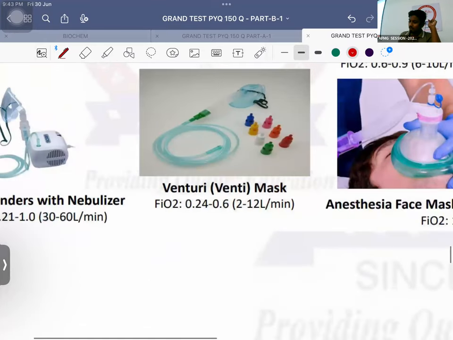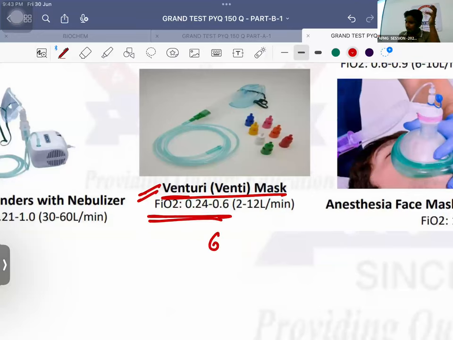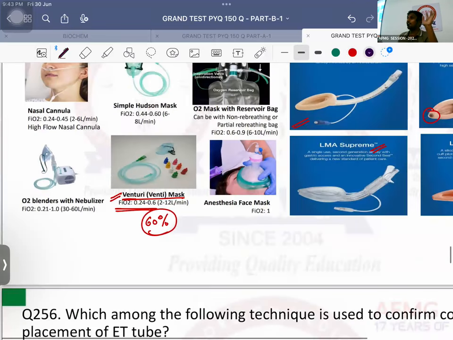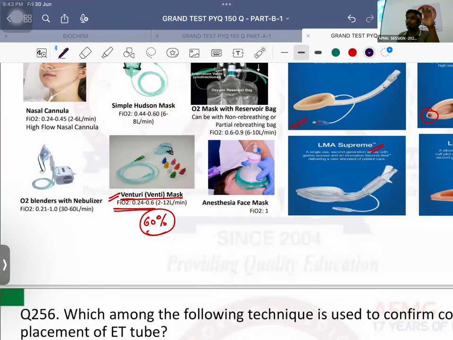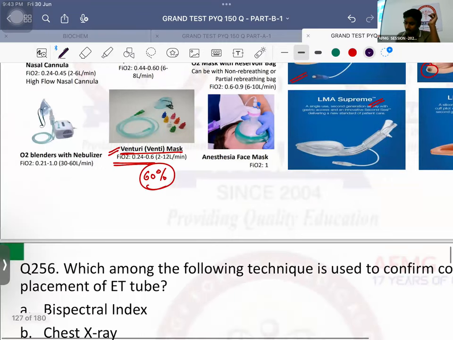What is this? This is a venturi or a venti mask. Based on which principle? Venturi's principle. Maximum FiO2 delivered is 60%. Okay. No issues with this. FiO2 can be, you can call it 0.6 or 60%. It's one and the same thing.